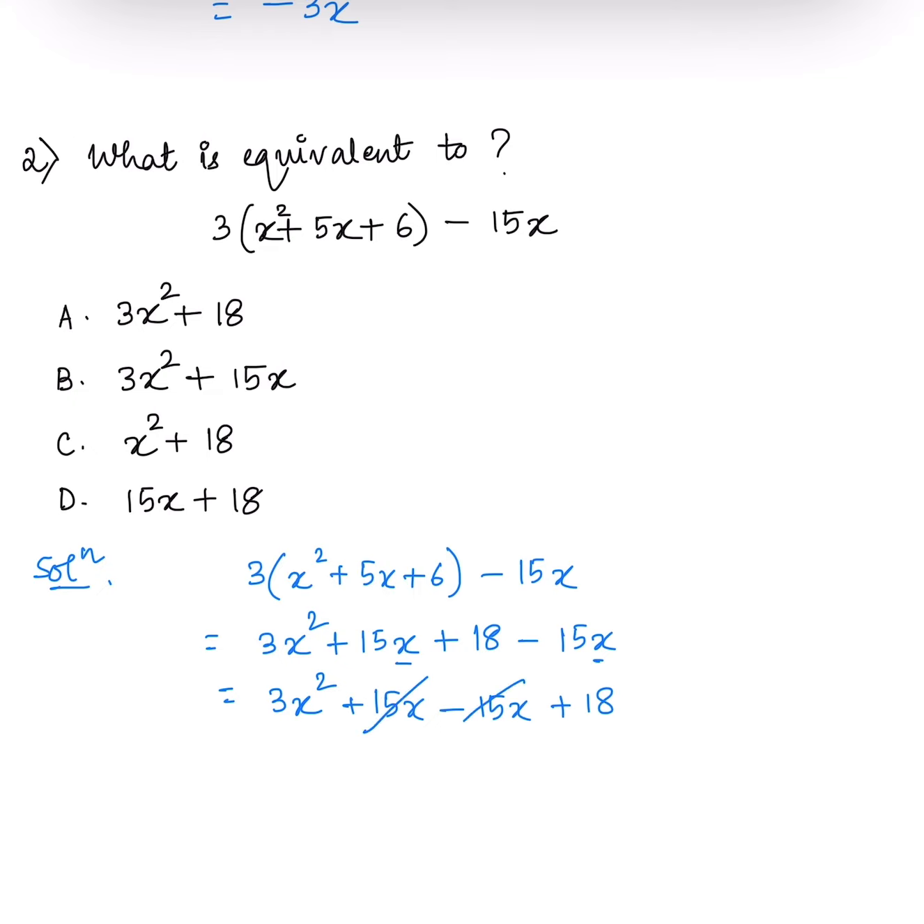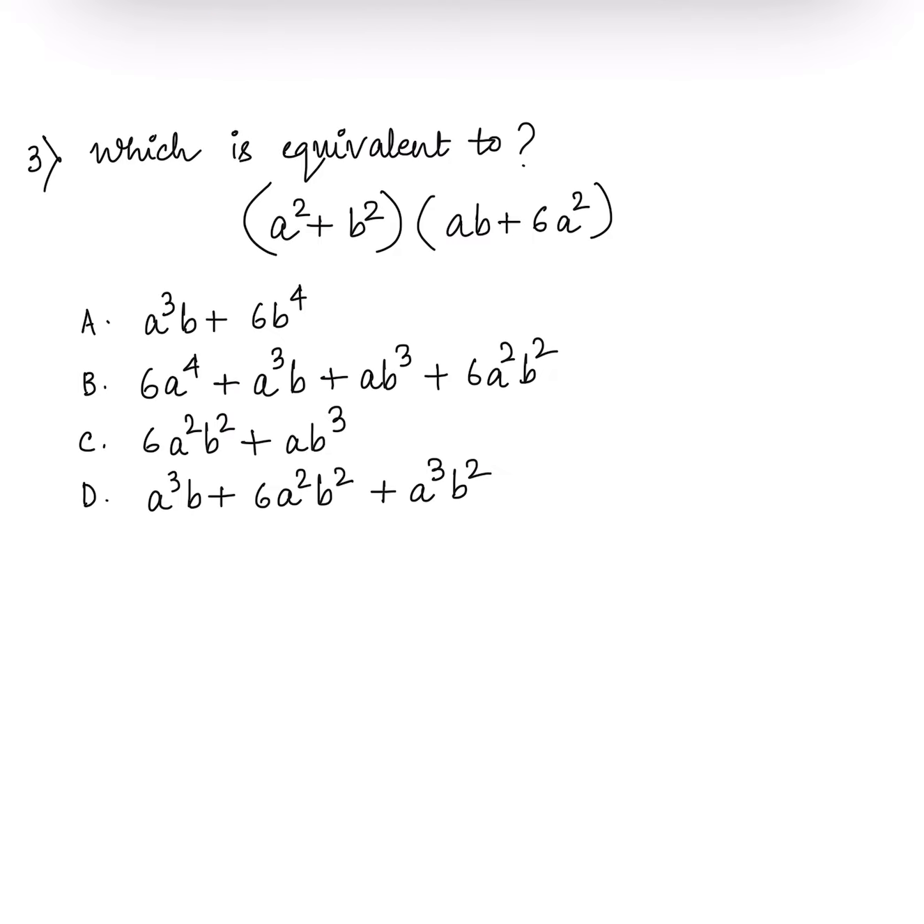So this obviously gets cancelled. So this gives us 3x squared plus 18. This is the correct answer, and that is option A. Let's look at the third question.